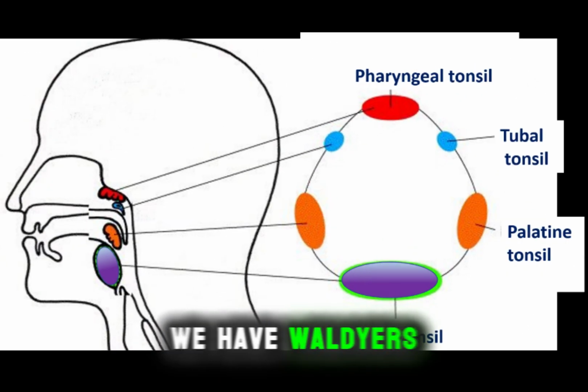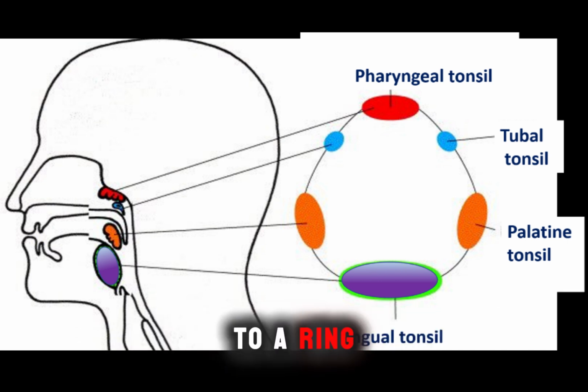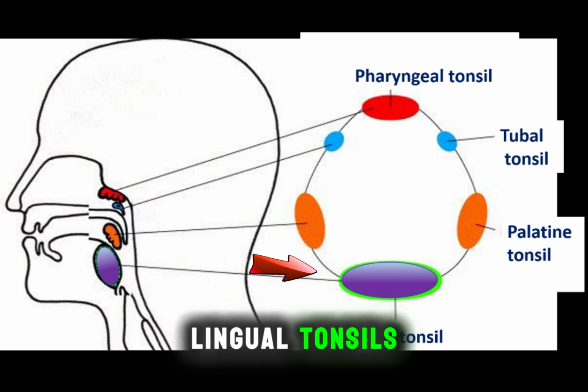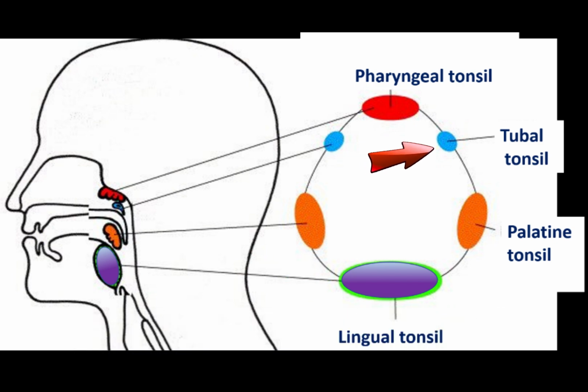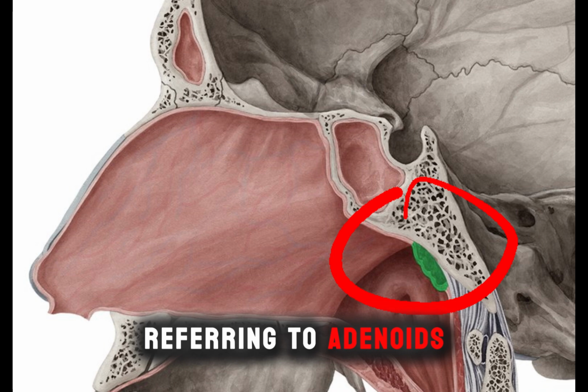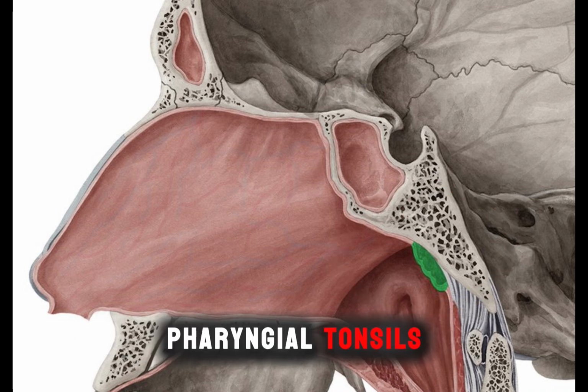Fourth, we have Waldeyer's ring. This term refers to a ring of lymphoid tissue that includes the palatine tonsils, lingual tonsils, tubal tonsils, and pharyngeal tonsils, adenoids. However, when specifically referring to adenoids, we mean the pharyngeal tonsils.